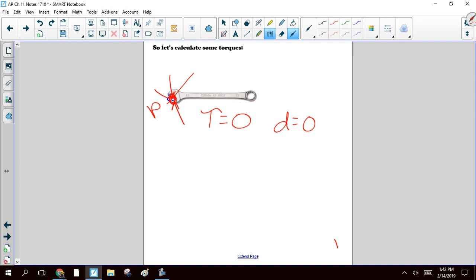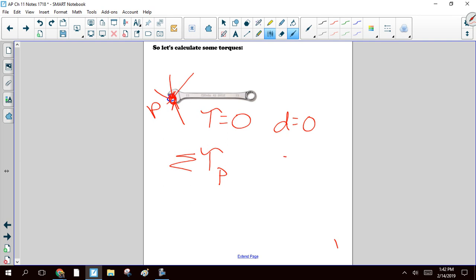And I'm worried I've understressed that you have to identify where your pivot point is. In fact, as we move forward, you'll see I will very frequently write this notation, net torque P. And what that means is the net torque around pivot point P.